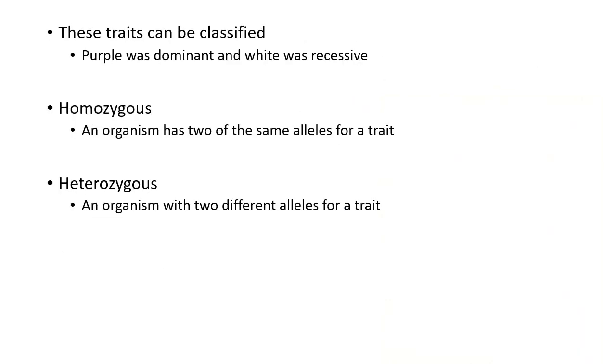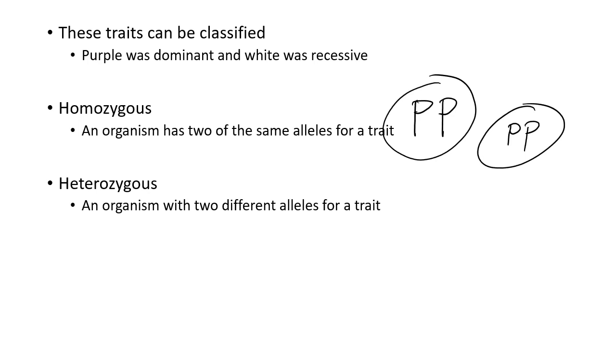Now, we can call these things homozygous or heterozygous. Homozygous has an organism that has 2 of the same alleles. So big P, that would be homozygous. Or little p, that would also be homozygous. These have the same alleles, big P and big P. These have the same alleles, little p and little p. Heterozygous means it has 2 different alleles, big P, little p.